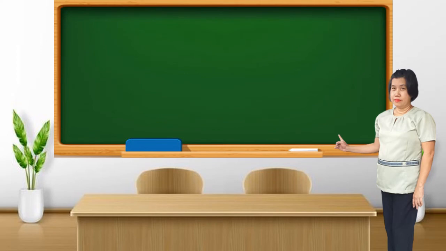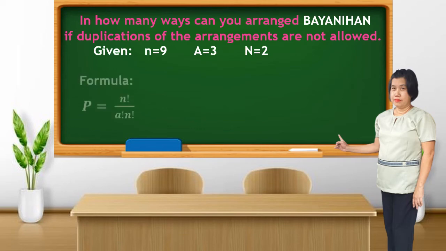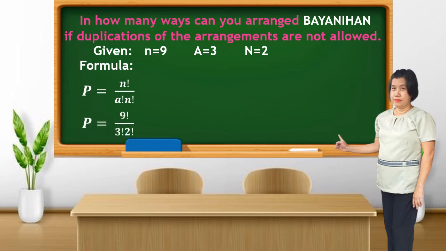Let's proceed to the next example. In how many ways can you arrange bayanihan if duplications of the arrangements are not allowed? Let's have the given. N equals 9, A equals 3, N equals 2. Substitute in the formula: P equals n factorial over A factorial, N factorial, equals 9 factorial over 3 factorial, 2 factorial.